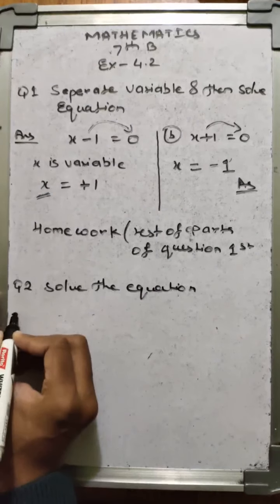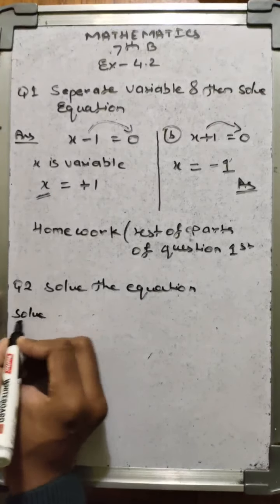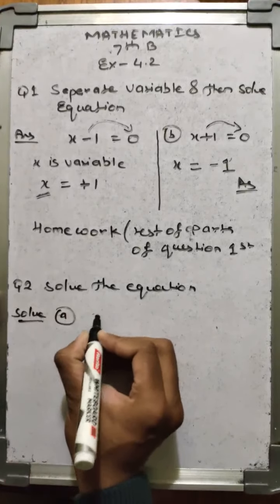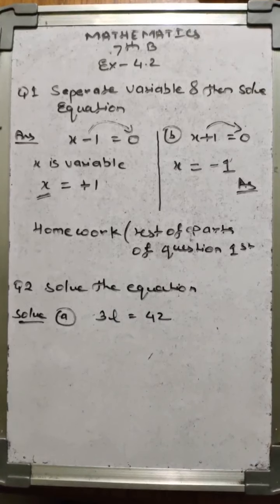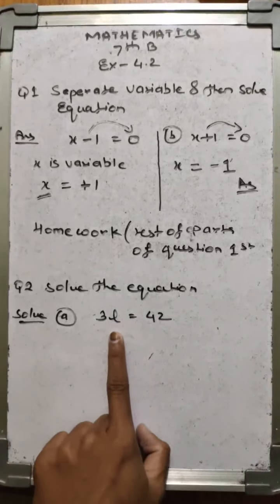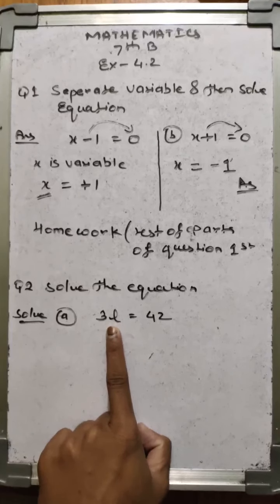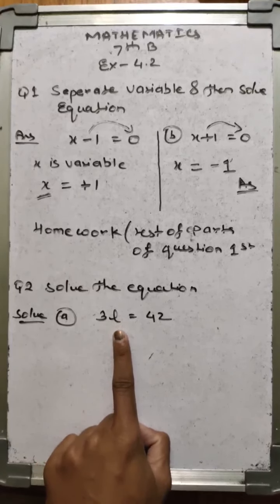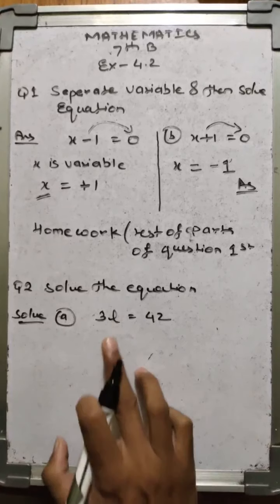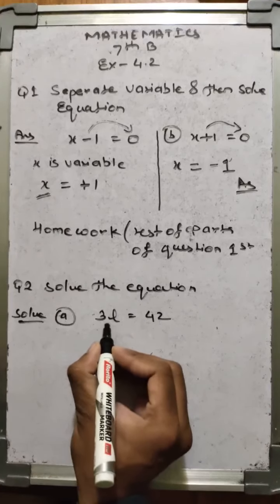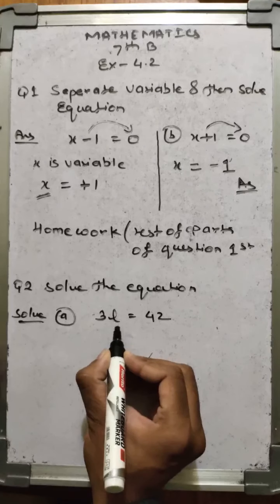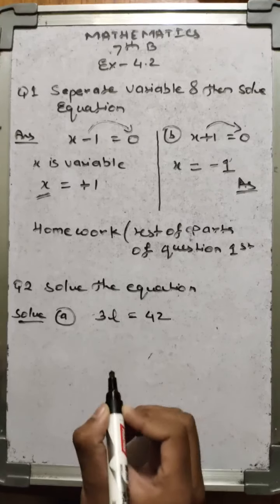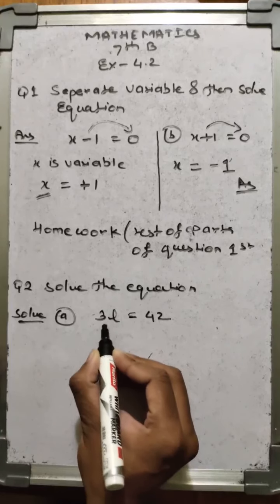So the first one is 3l equal to 42. See here, when we solve this equation, we are going to get the value of the variable. This is variable L. I already told you variables are the alphabets from A to Z. See, this 3 is in multiplication. So whenever you transpose any number to the right hand side or to the left hand side of an equal sign, that multiplication goes to division.